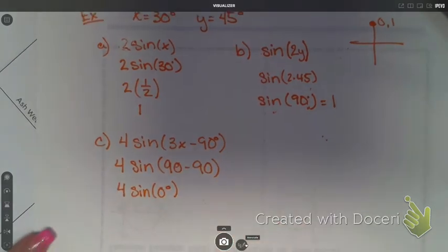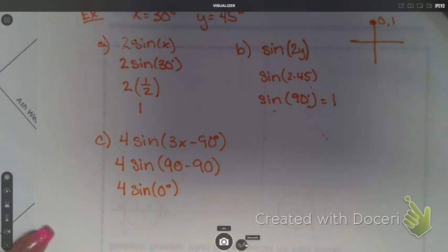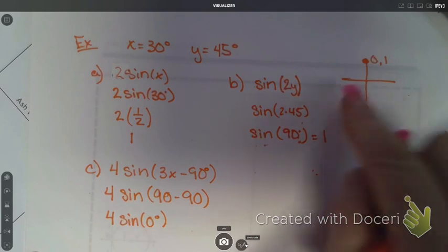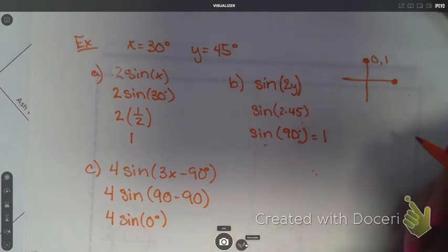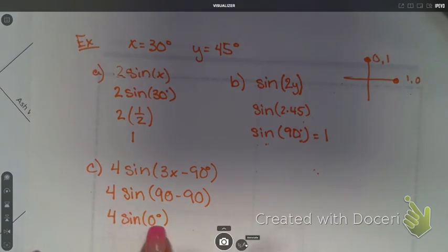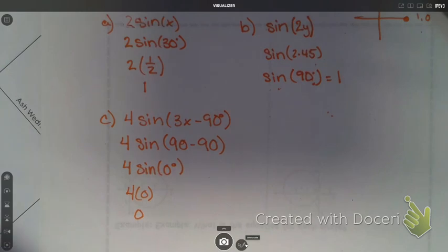Did you get 4 sine of 0 degrees? You leave it like that? Nope. So I'm thinking my quadrantals again, yes? So 0 degrees, what's my point? 1, 0. And sine is which one of those? X. I mean, Y. And so it's 4 times what? 0. So the answer is 0. You noticed I worked down? Work down.